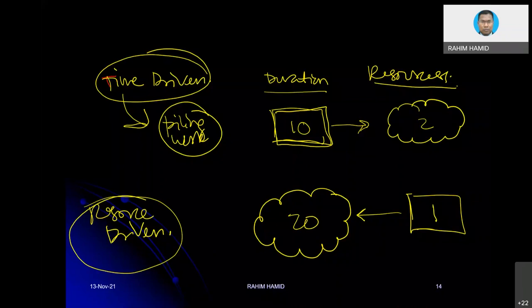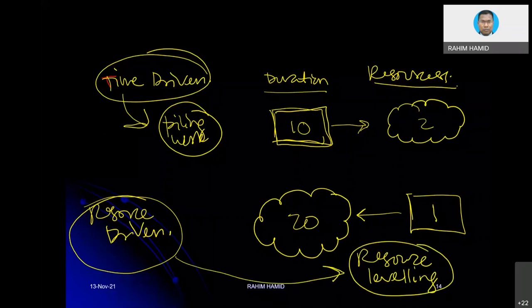So these are the two scenarios that we normally use in the construction industry. Either we use time driven, we lock the duration first, and later we figure out, if we need to complete within 10 days, what the required resources could be. On the other hand, we can lock the resources and then figure out the duration. These two concepts have something to do with the one that we are going to talk about, what we call resource leveling. This resource leveling concept is related to resource driven, whereas another one is resource smoothing.